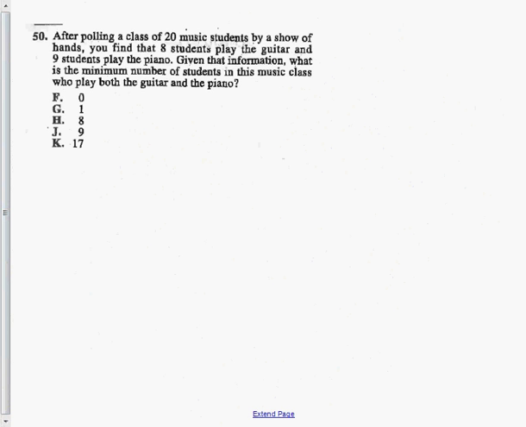The minimum number of students that would play both definitely would be 8. And it's based on the smallest number that I'm given. If they told me that 5 students play the guitar and 9 students play the piano, then you would say that 5 would be the minimum number that play both. Very good.